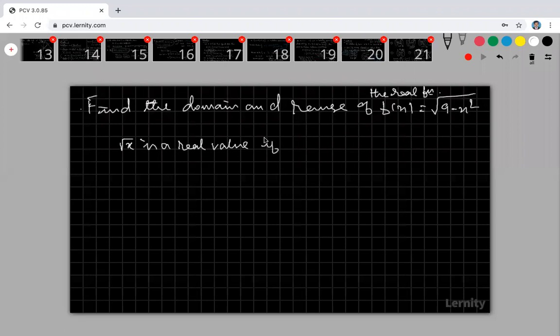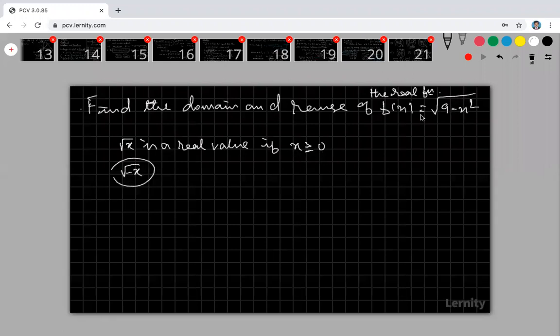If my x is greater than or equal to 0, because this is a real function, imaginary values are not allowed here. My root x is a real value means my x is greater than or equal to 0, positive. So suppose I write root of minus x, what is it? Is it a real value? No, this is not a real value. If x is negative, it is not a real value. So therefore my x should be greater than or equal to 0.